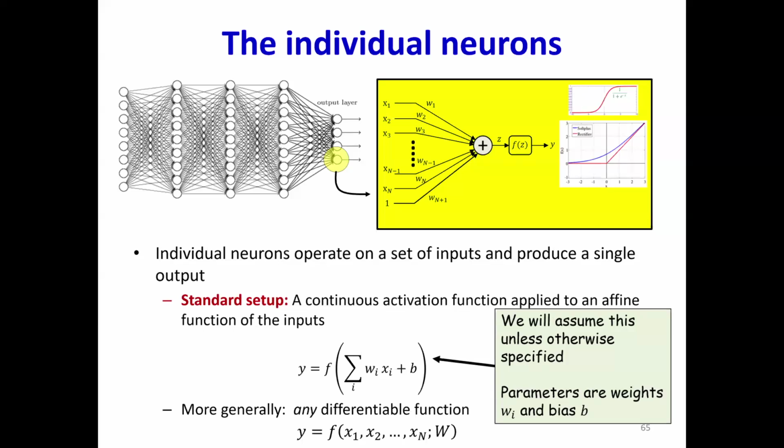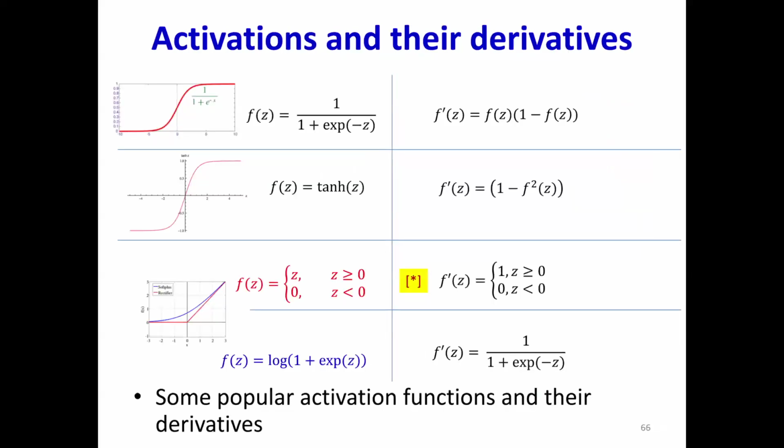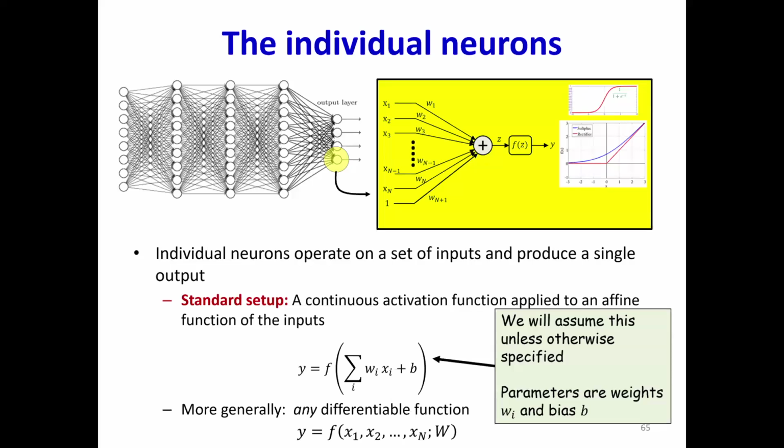The parameters of the individual perceptrons are the weights and the biases of the perceptron. And so the overall network is going to be a collection of these, a network of these perceptrons, and the parameters are the set of weights and biases for all the perceptrons in the network.